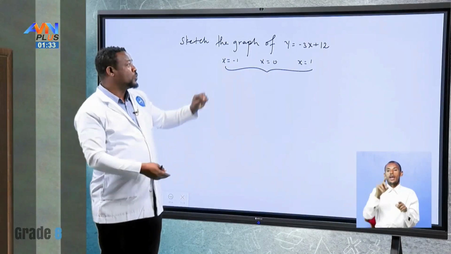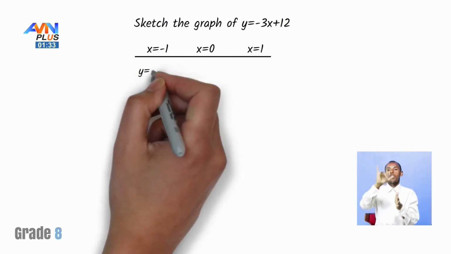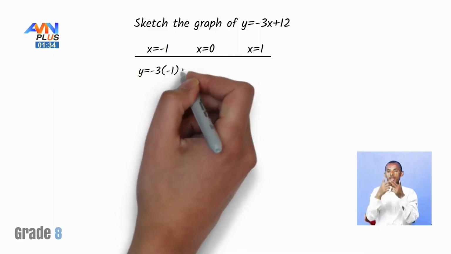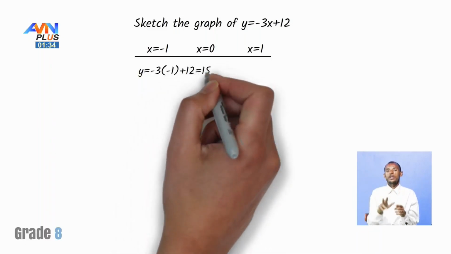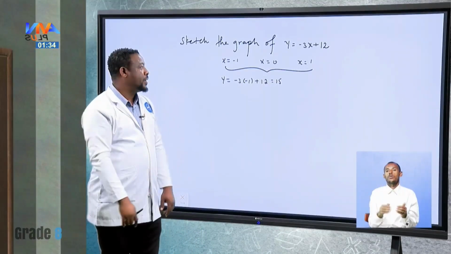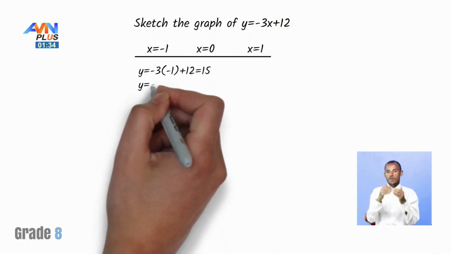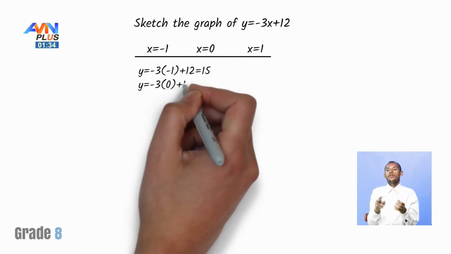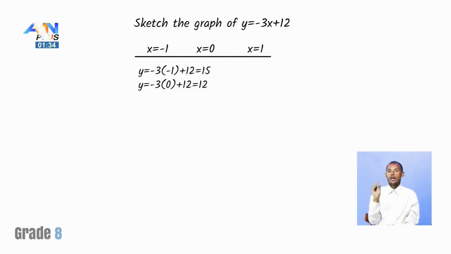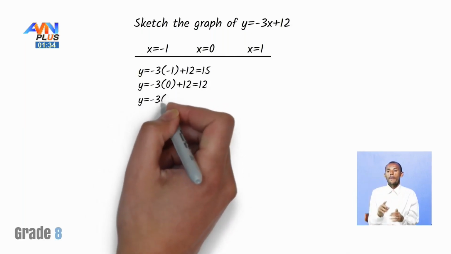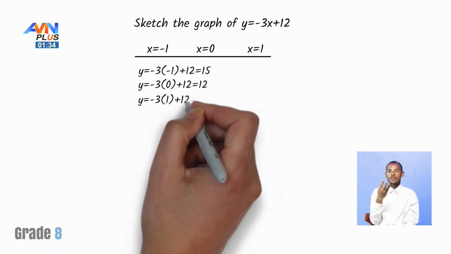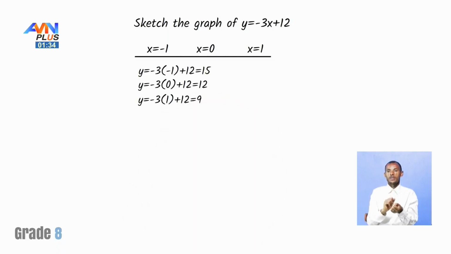Whenever x is -1, the value of y becomes -3 times -1, which is positive 3, plus 12, and the result becomes 15. For x = -1, you have 15. Substitute x = 0: -3 times 0 plus 12, and the result is 12. Then put x = 1: -3 times 1 plus 12, which is -3 plus 12, which is positive 9.